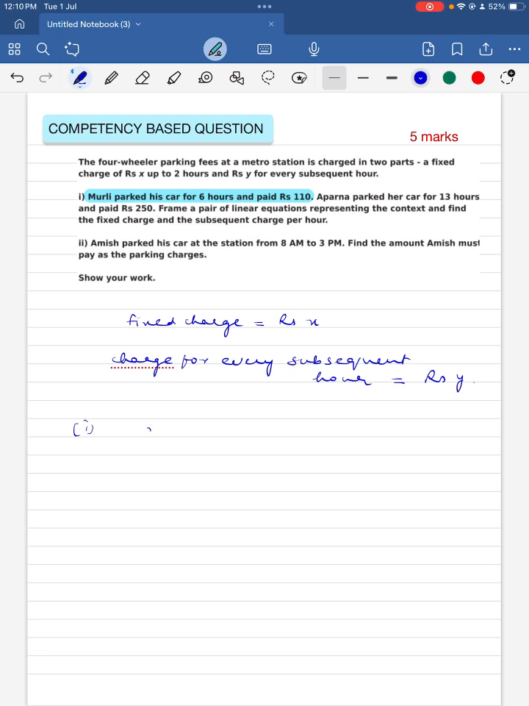He'll definitely have to pay the fixed charge for the first 2 hours, but he's already paid the charge for the first 2 hours, right? So from 6, I have to subtract 2 hours, and for the rest of the 4 hours, he pays a charge of Y rupees. And totally he pays 110 rupees. So that is X plus 4Y equal to 110. That's my first linear equation.